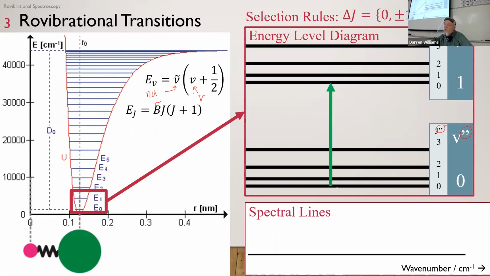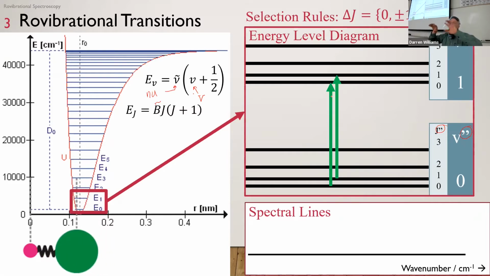So we could go from 0, 0 to 0, 1. So 0 rotation, 0 vibration, up to 0 rotation and 1 vibration. So that would be a fundamental, 0 to 1. And then you also have the rotational line, 0 to 0. So that's a particular transition. But if delta J is equal to 0, then we could go from 1 to 1 in the rotation. So we could go from 1 to 1, still 0 to 1 in vibration, but 1 to 1 in rotation.